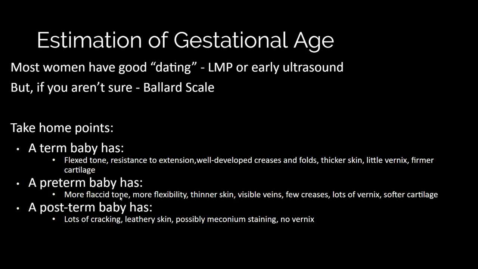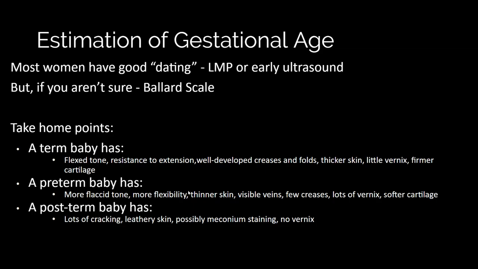So preterm babies in general have more flaccid tone. They look a little more froggy. They look more relaxed. They don't have that resistance to extension. They sort of let you stretch them any which way. So we do things like the scarf sign where we pull their arm across their neck. And if we can go really far and all their joints are bending, then we know we're looking at an earlier baby.